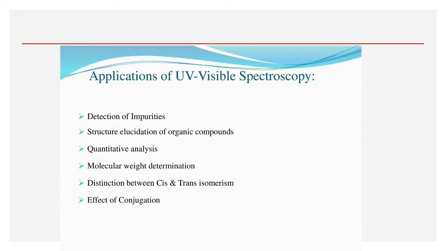Applications of UV visible spectroscopy: detection of impurities, structure of organic compounds, quantitative analysis, molecular weight determination, distinction between cis and trans isomerism, and effect of conjugation.